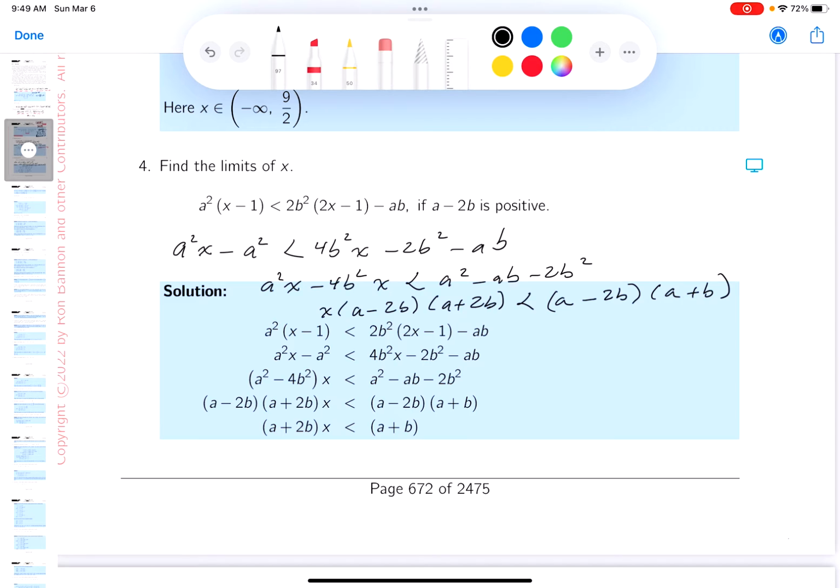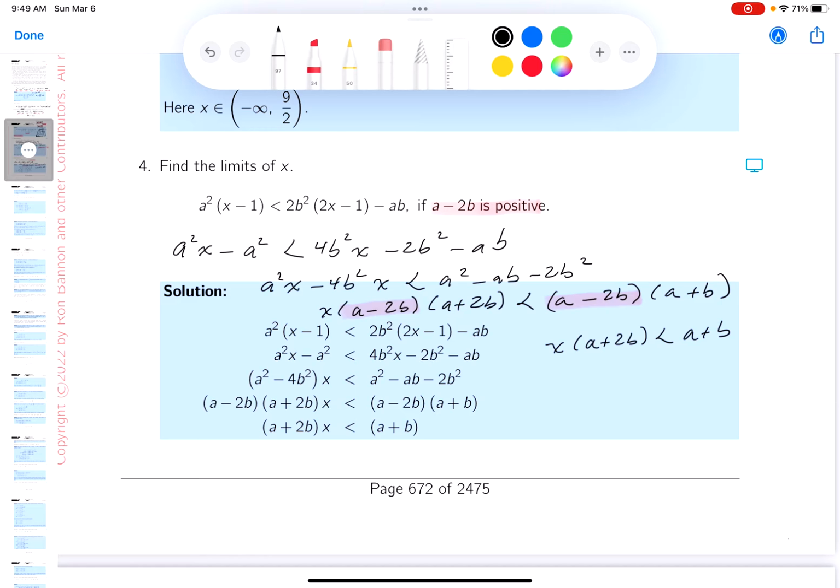Well, what's nice about this is that a minus 2b is positive. So I'm going to divide both sides by a minus 2b, which will have no effect on the inequality. It's not zero, it's a positive number. So what do you get over here? You would get x times (a plus 2b), and you get a plus b. All right? So then the question is what are you going to do now?